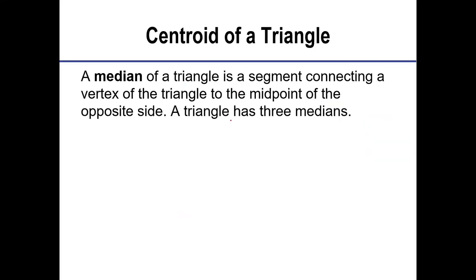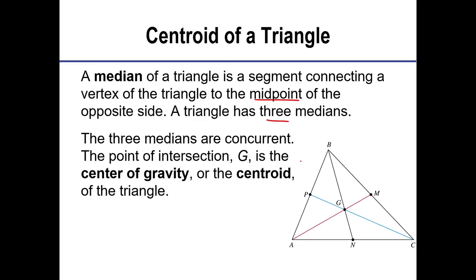A median of a triangle is a segment connecting a vertex of the triangle to the midpoint of the opposite side. A triangle has three medians. The three medians are congruent. The point of intersection G is the center of gravity or the centroid of the triangle.